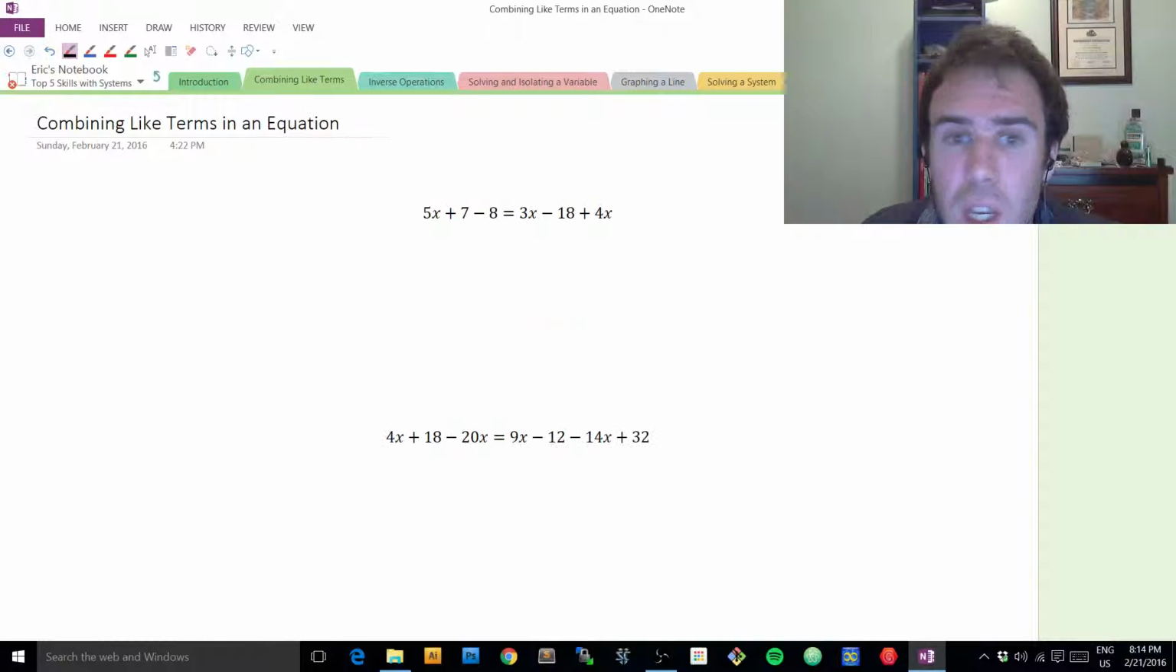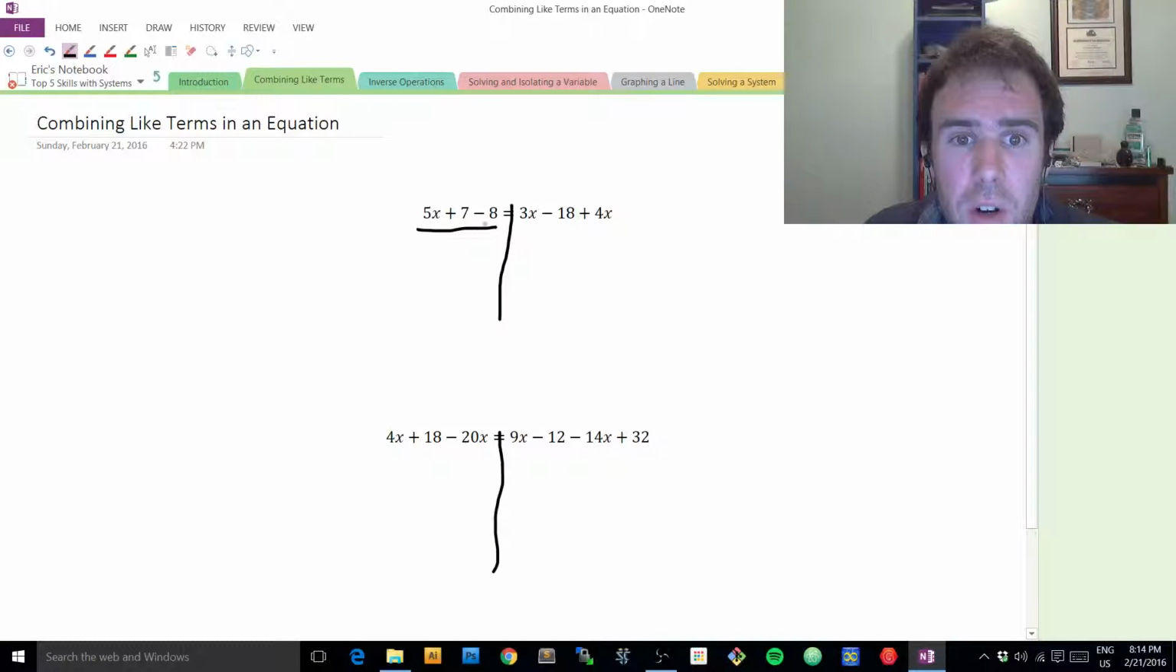Now, in an equation, we often want to see if we can combine like terms from the beginning. The thing that makes it different is we can only combine like terms on the same side of an equal sign. If we want to move something to another side of an equal sign, we call that an inverse operation. So just to be clear, when we're combining, we're just looking at one side of the equal sign and not even worrying about the other.